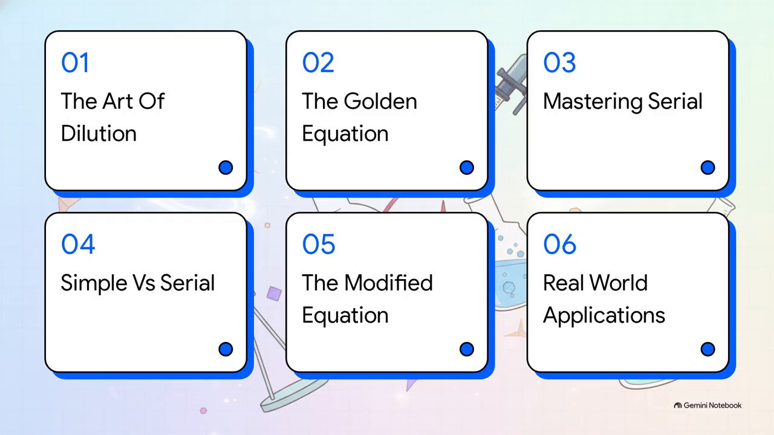So, here is our syllabus for today's masterclass. We'll start with Part 1, the art of dilution, followed by Part 2, the golden dilution equation. Then we'll cover Part 3, mastering serial dilutions, compare them in Part 4, simple versus serial dilutions, check out a modern algorithm in Part 5, the modified dilution equation, and finally wrap up with Part 6, real-world lab applications.